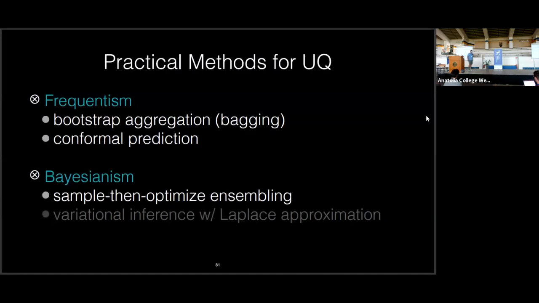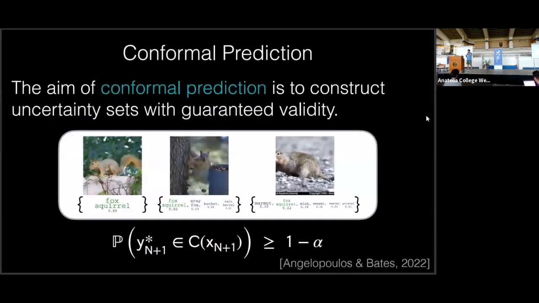Okay, so now I'll talk about the third methodology, going back to frequentism, something quite different from what I just described, called conformal prediction. This is something that's really come to prominence in the last few years; it's a much more popular technique. The aim of conformal prediction is to construct uncertainty sets over the labels with guaranteed validity.